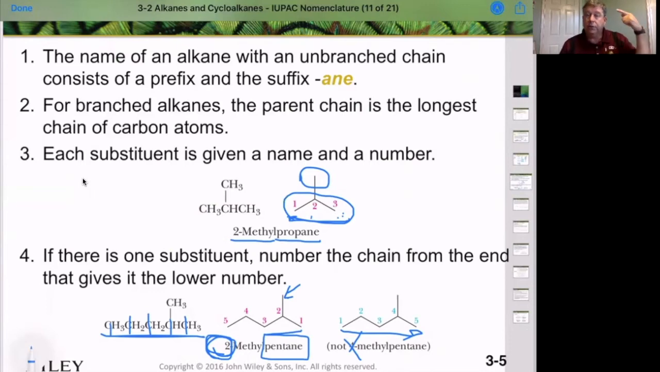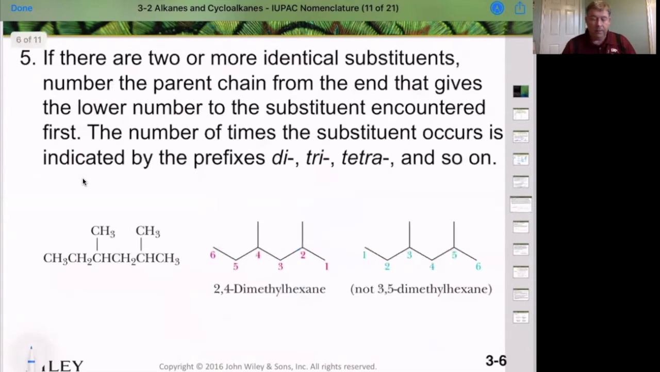Okay, so those are the first 4 rules of nomenclature, okay? Alkane is unbranched, just the number of carbons plus ane. If it has a branch, you get the longest carbon chain, and that becomes your parent, which is the number of carbons in that longest chain with ane. Then if you have substituents, you need to name the substituents by the number of carbons they have and have it be on the lowest number possible. Okay, so rule number 5.